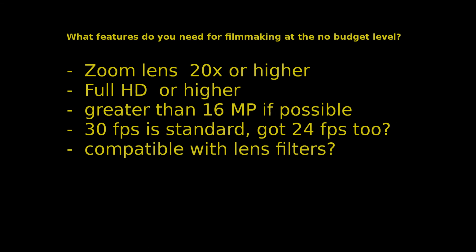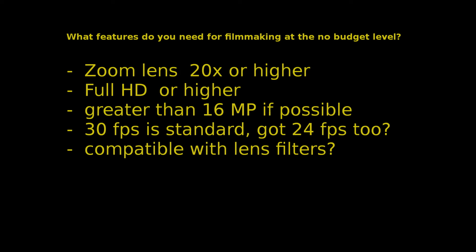Okay, now besides zoom lens, what other features are you going to need? Well, I think that full HD or higher is really important. You need to have resolution that goes to that level. The camera itself should be at least 16 megapixels. Now, this is not a big deal for filmmaking. This is really for the still photographs that you're going to take. But the standard is quickly moving to 20.